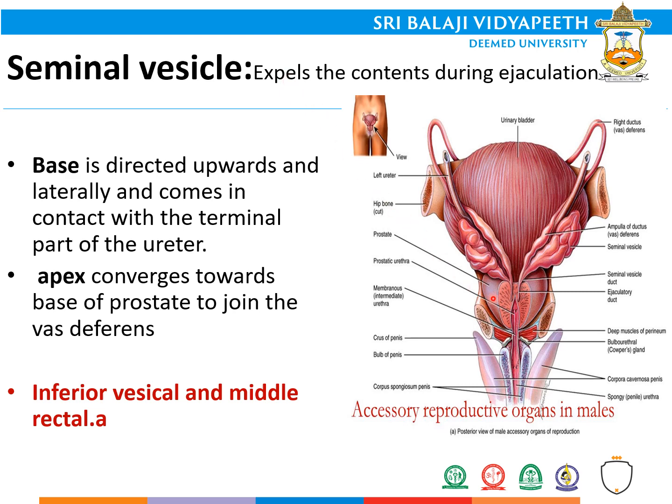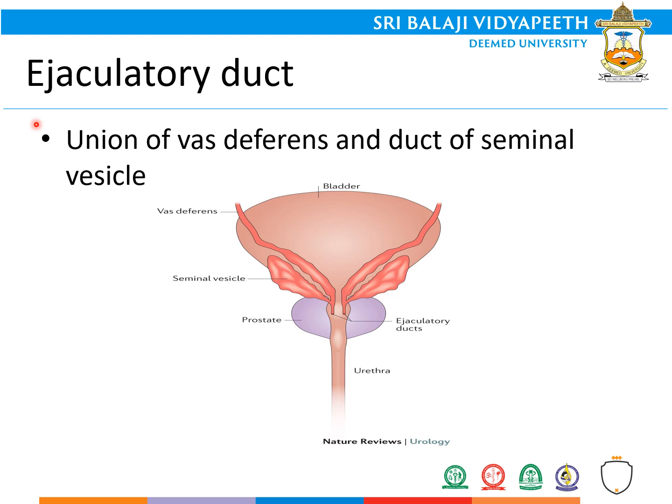The base is directed upwards and laterally, and it comes in contact with the terminal part of the ureter. So this is the terminal part of the ureter, and this is the base of the seminal vesicle. The apex of the seminal vesicle is directed downwards, and it converges towards the base of the prostate gland. So this is the base of the prostate gland. It joins with the vas deferens to form the ejaculatory duct. It is supplied by the inferior vesical and the middle rectal arteries. The ejaculatory duct here is formed by the union of the vas deferens and the duct of the seminal vesicle.